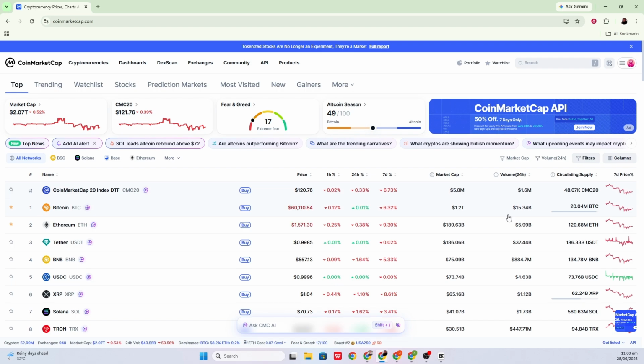After reviewing the header metrics, check the Fear and Greed Index. You can find this on the homepage or by using the search bar. Review the current index value. Values between 0 and 25 show extreme fear, while values between 75 and 100 show extreme greed.